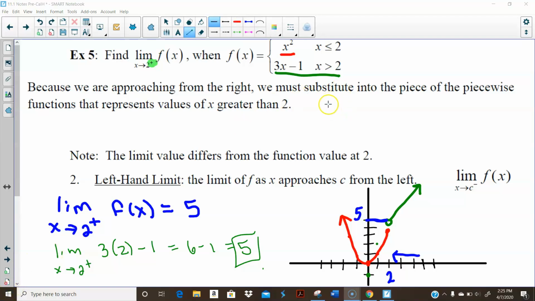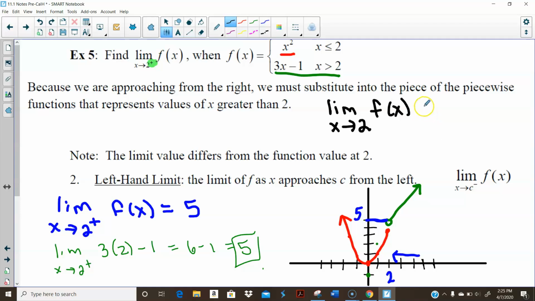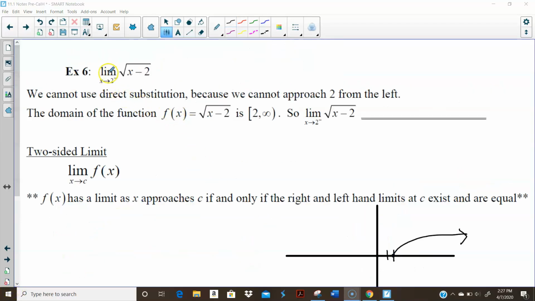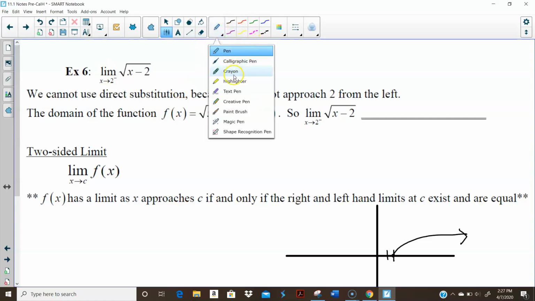I do want to point out, if the problem was asking you for the limit as x approaches 2, and I didn't specify the right-hand side, then the limit as x approaches 2 of f of x is going to equal, do you know? Does not exist. Because from the left side, the limit would be 4, and from the right side, the limit is 5. And you have to approach the same value from the left and the right side in order for the limit to exist.